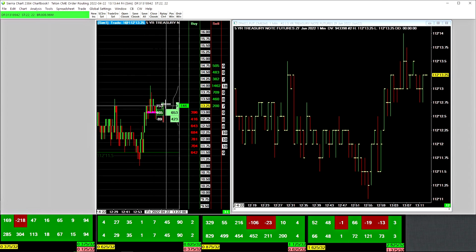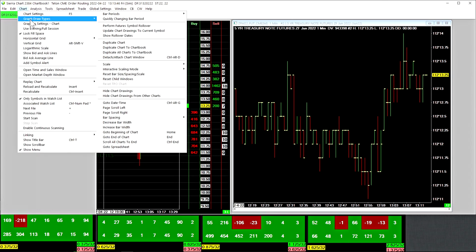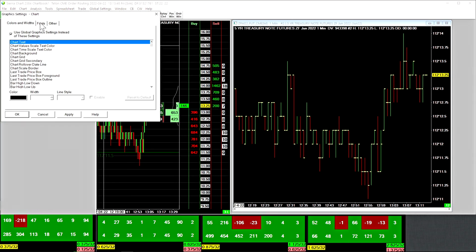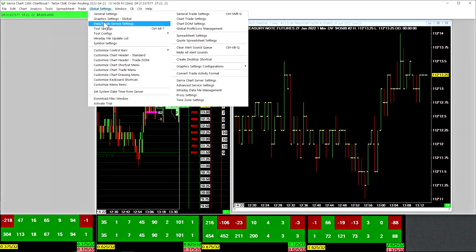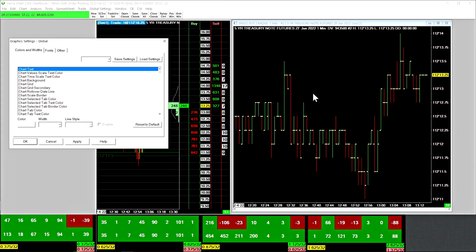And the way you make sure it's doing that is by selecting your chart, going to chart, graphic settings for the chart, and then checking the box for use global graphics settings instead of these settings. So make sure for whatever charts you have, check that box. It might be checked by default, but I'm not totally sure of that. When that is checked, it will always default to your global graphics settings.